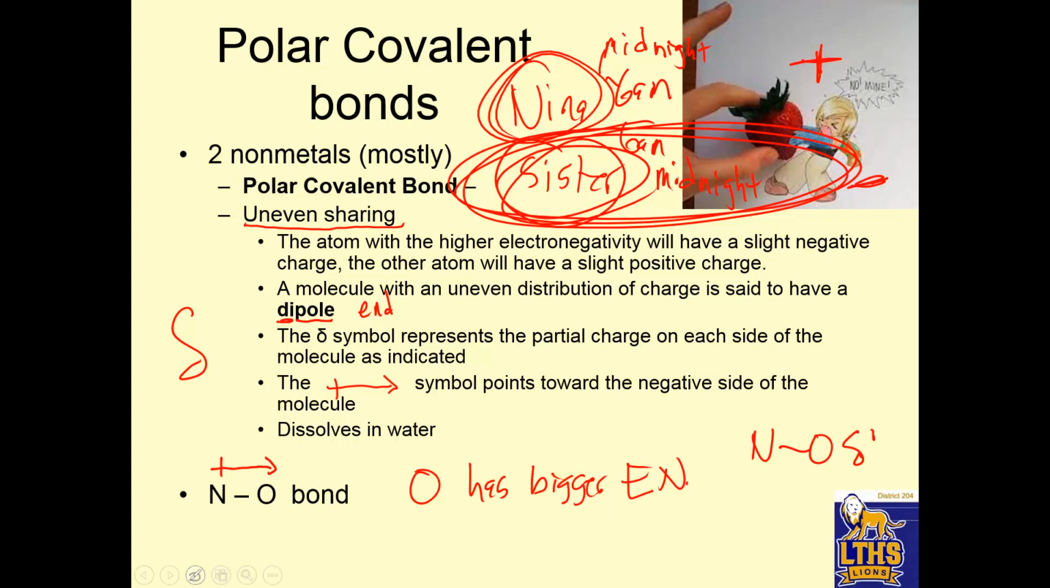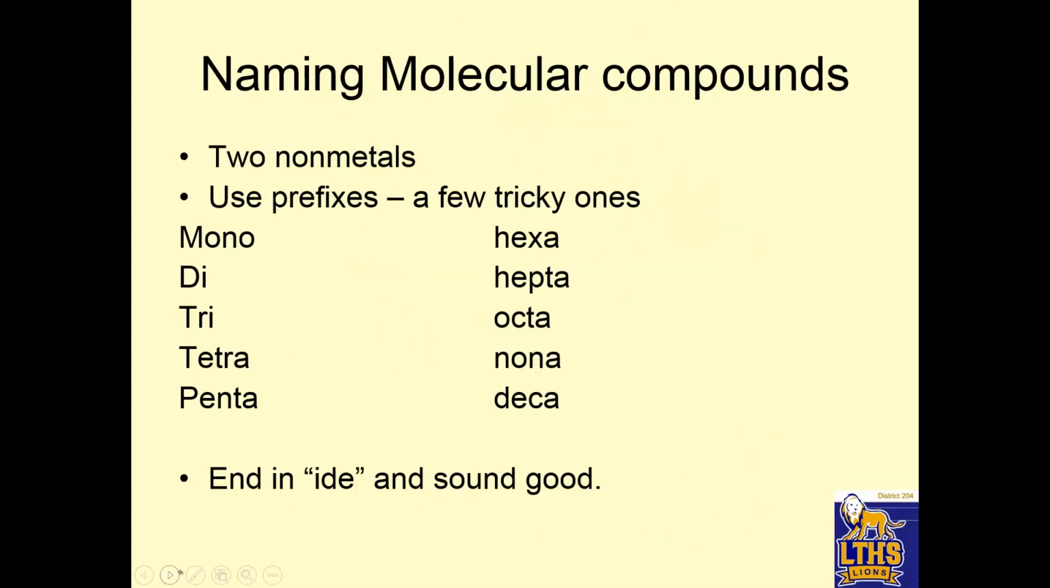Oops. I don't know how to get rid of that. I'll redo it then. Oxygen is a little bit negative, and nitrogen is a little bit positive. So delta just means a little bit.